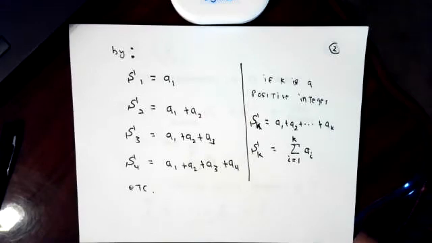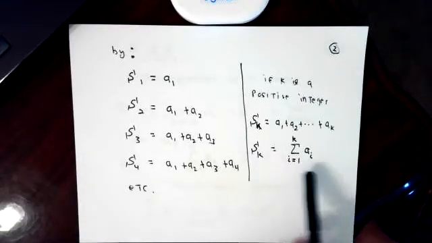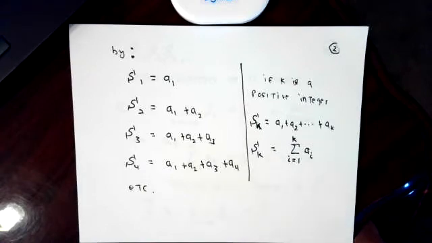S number 1 is just going to be A1. S number 2 is A1 plus A2. S number 3 is A1 plus A2 plus A3, and so on and so forth. If k is a positive integer, then S number k is A1 plus A2, and continue adding until you've added a number k in. If you remember from our discussion of integration, we can write that as a summation symbol if we want to be all fancy looking about it.